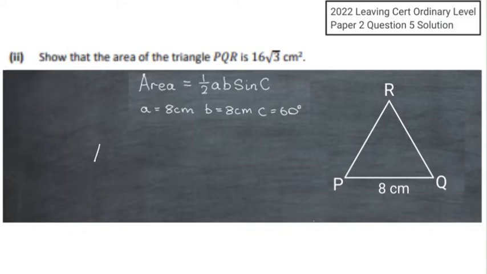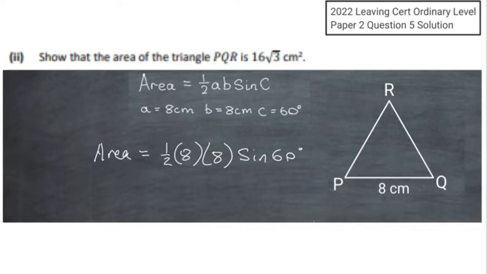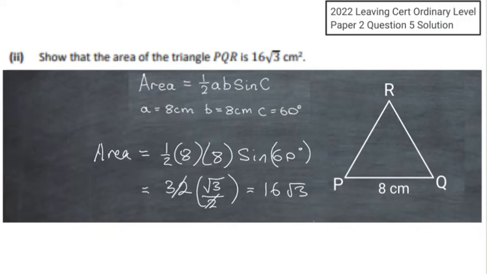So the area is equal to half 8 by 8 by sine of 60 degrees. So use your calculator. So that will be 32 multiplied by sine of 60 degrees, which is going to be root 3 over 2. And if we divide in by 2 on both sides here, we will get 16 root 3. And that will be in centimeters squared as we're dealing with area.